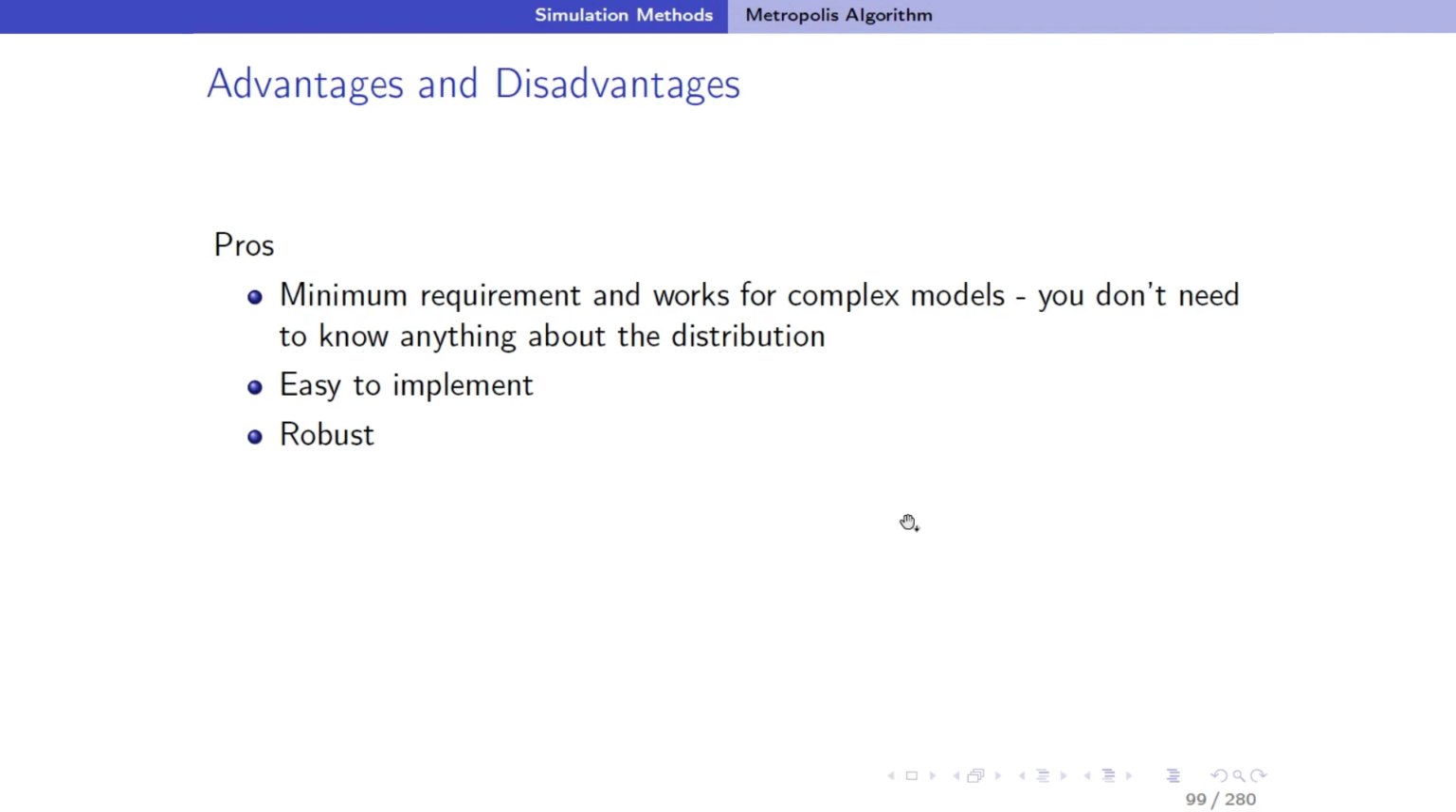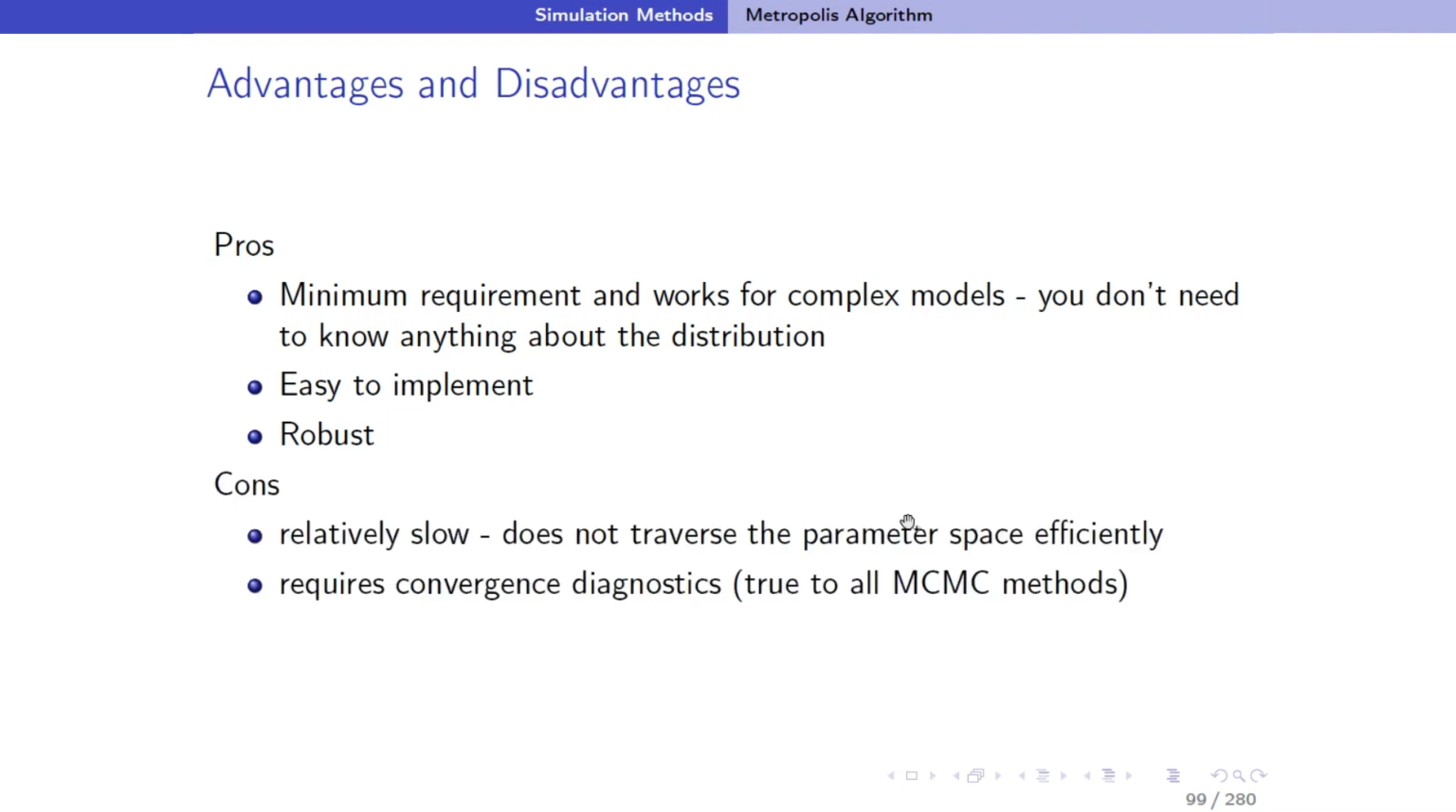So there are pros and cons of the Metropolis algorithm. It requires a minimum of knowledge about the distribution, so it's very general. It's easy to implement. It's robust. And it can be relatively slow, and it certainly requires convergence diagnostics and whatnot.